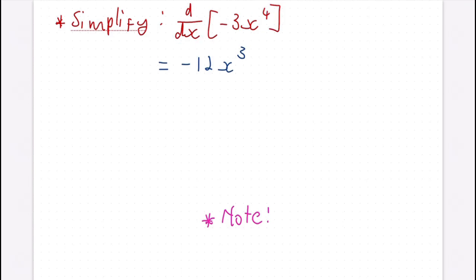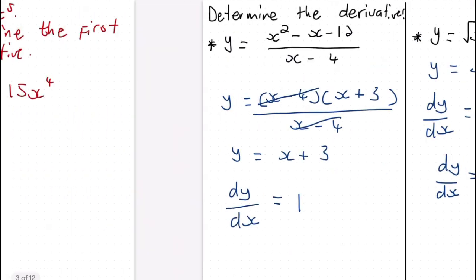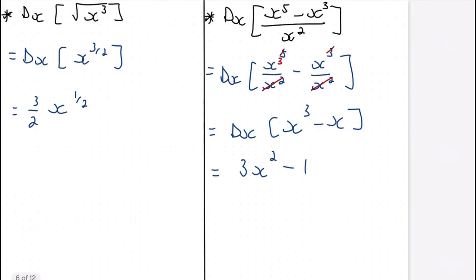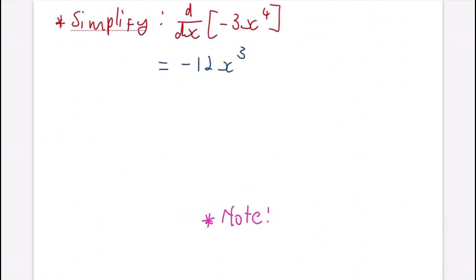Now I know it looks quite similar to dy over dx, but as we said previously, dy over dx is what we write when we start deriving some function that was given in the form y is equal to something. This is different to d over dx, which is an instruction to derive. So we're going to note here that d over dx is an instruction.